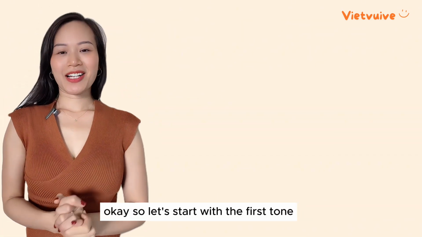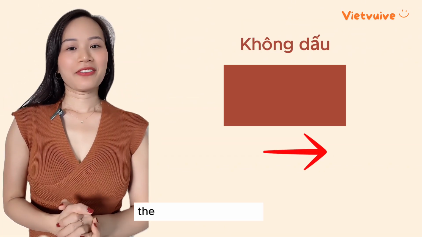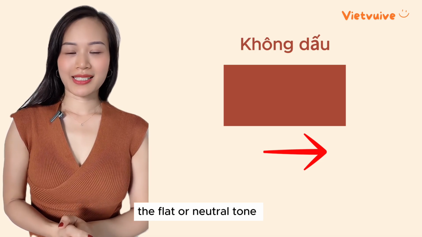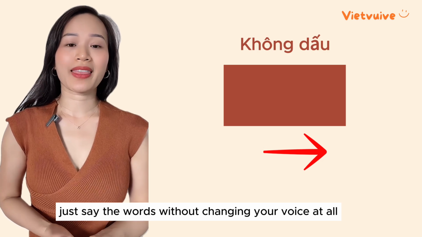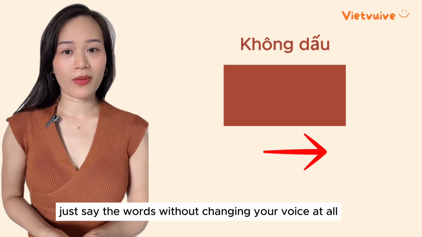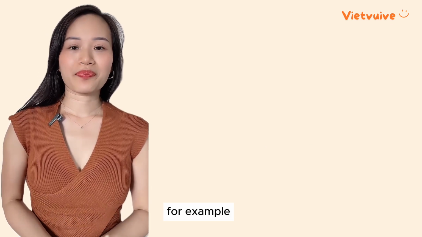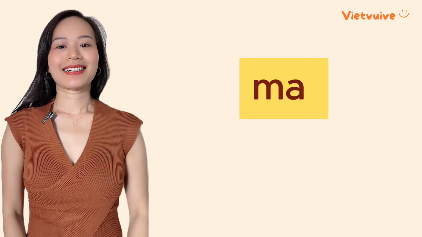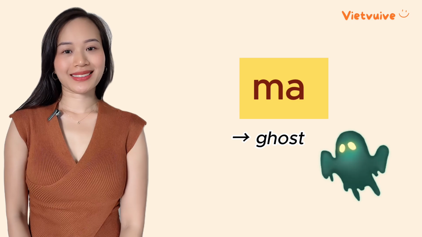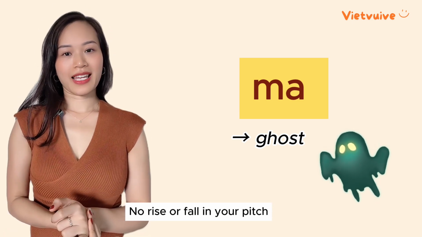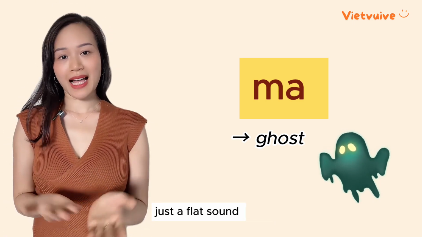Okay, so let's start with the first tone, the flat or neutral tone. This is super easy. Just say the word without changing your voice at all. For example, ma means ghost. No rise or fall in your pitch, just a flat sound.